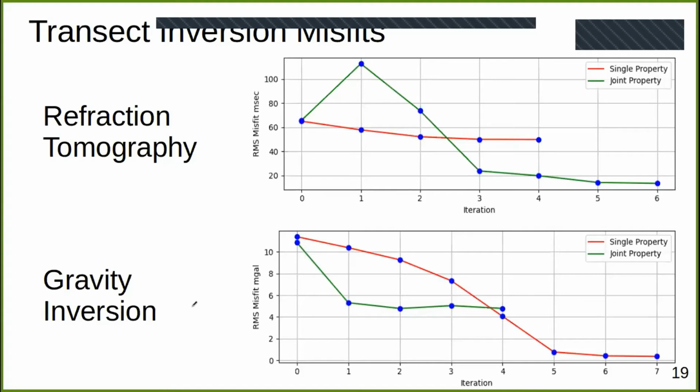So here's just the misfits for the various trials that I ran. In the first, I'm just showing the comparison of the joint and the single-property seismic tomography inversions. Showing the single in red, you can see that it did not converge to as low of a misfit as when I applied the joint technique, where the joint was considerably lower, down to about 10 milliseconds of difference. However, the reverse is true with the gravity modeling.